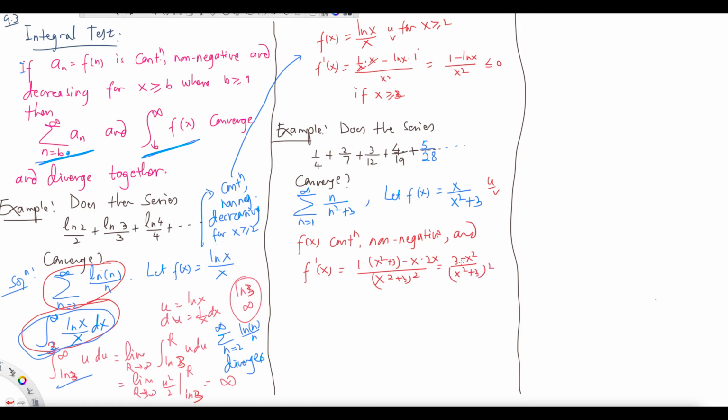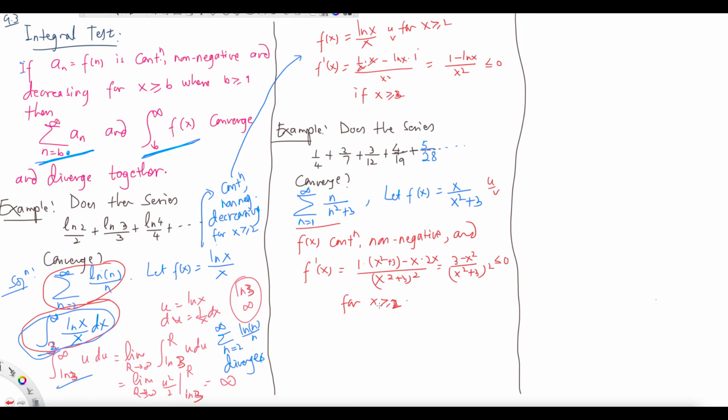For what values of x is this decreasing? For x greater than or equal to 2, this is less than or equal to 0. You see that? So what you can say is that for this series and the integral, you can write n equals 2 to infinity, just one fewer term, so it doesn't make any change there.